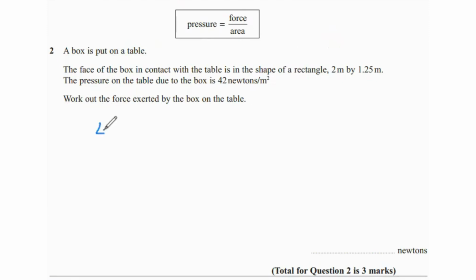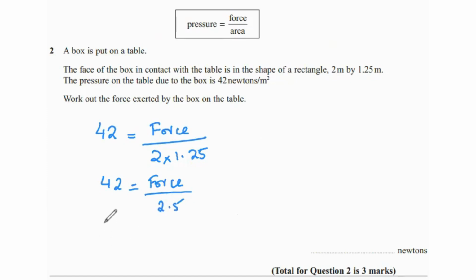So we have the pressure, which is 42. We need to find the force. For the area, we just do 2 times 1.25, which are the dimensions of the rectangular box. So 2 times 1.25 is 2.5. Then 42 times 2.5 is 105. 105 newtons is the force exerted by the box on the table.